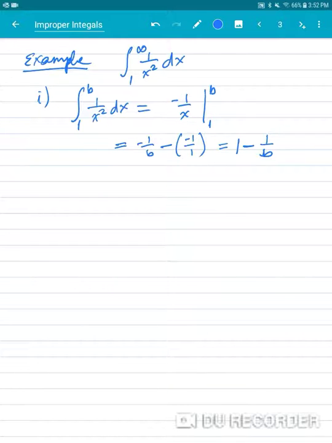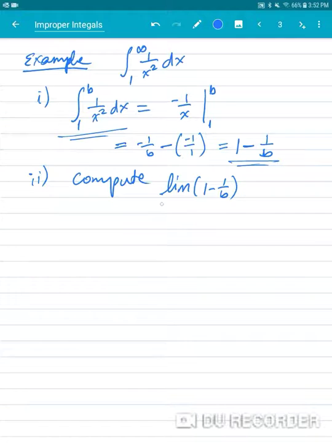So like I told you before, this is always a function of b. It's an expression of b. Usually, almost always, it is a function of b. Now, the second thing to do is compute the limit as b approaches infinity. Well, this is not a hard problem. It's not difficult. What happens to this expression when b goes to infinity?